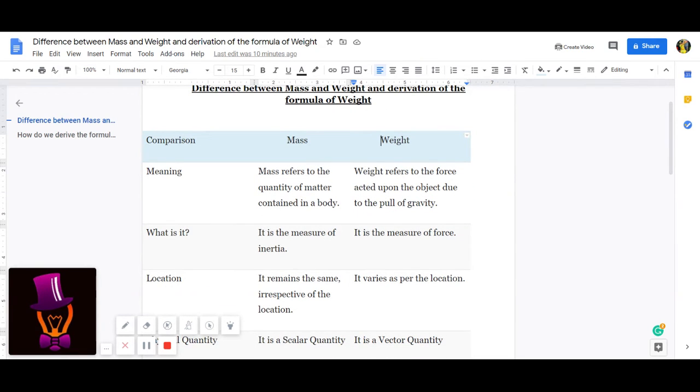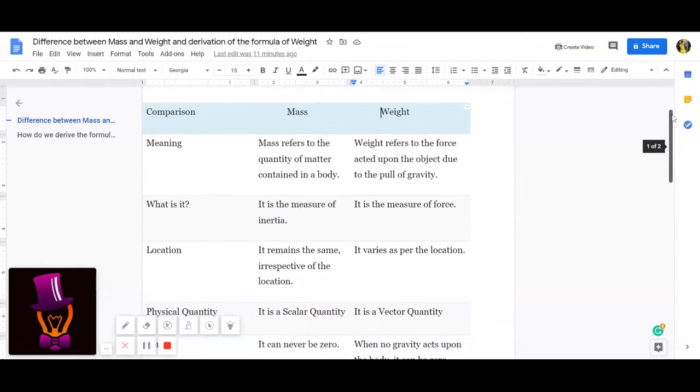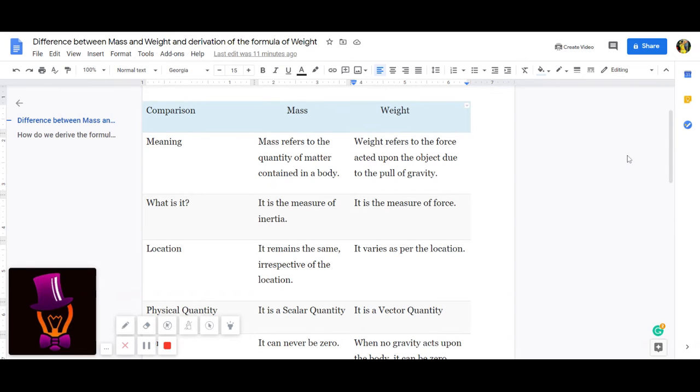Meaning. What is the meaning or the basic definition of mass? Mass refers to the quantity of matter contained in a body. What is the basic definition of weight? Weight refers to the force acted upon the object due to the pull or force of gravity. What exactly is mass? Mass is the measure of inertia. We'll be learning inertia in our upcoming videos. What is weight? Weight is the measure of force acting on an object.